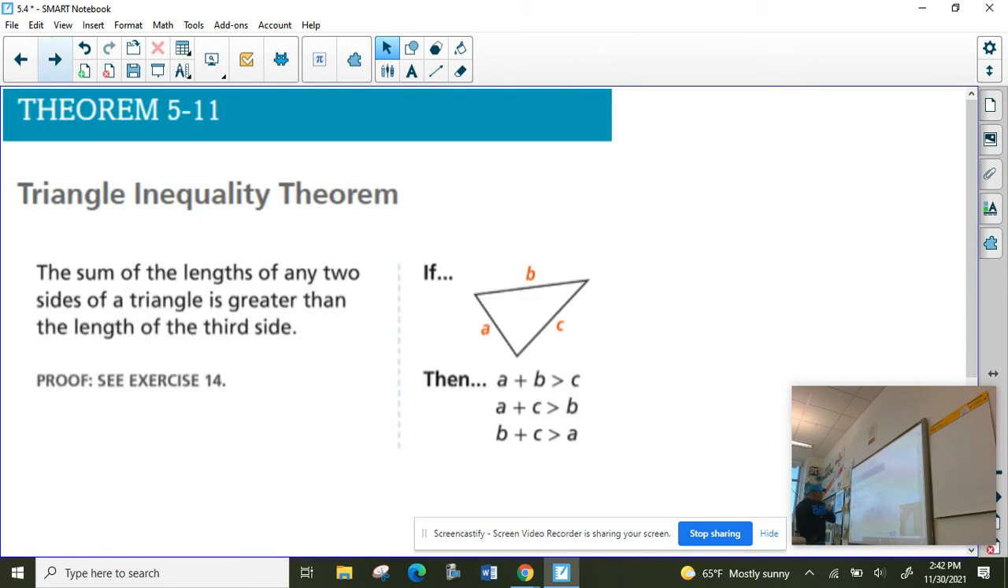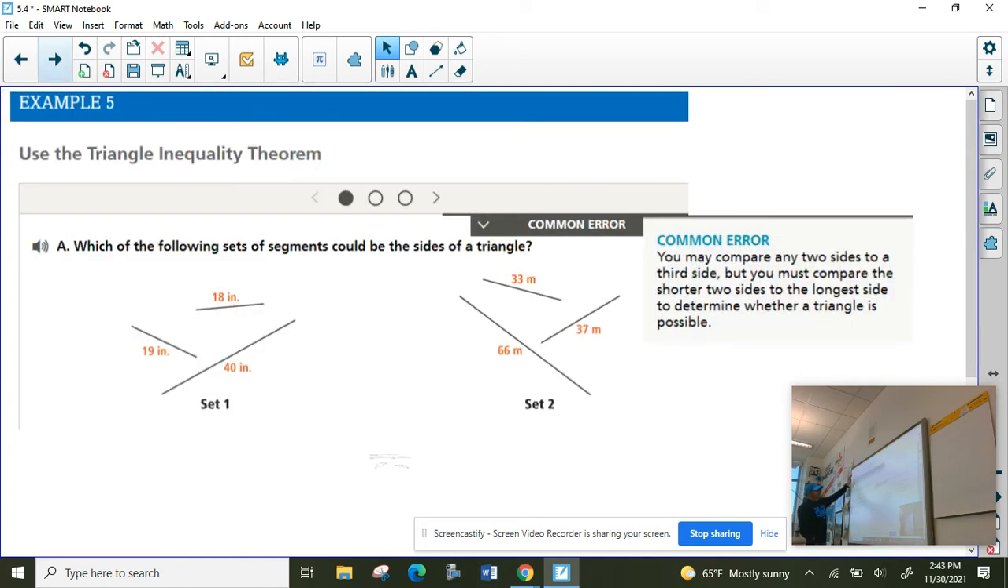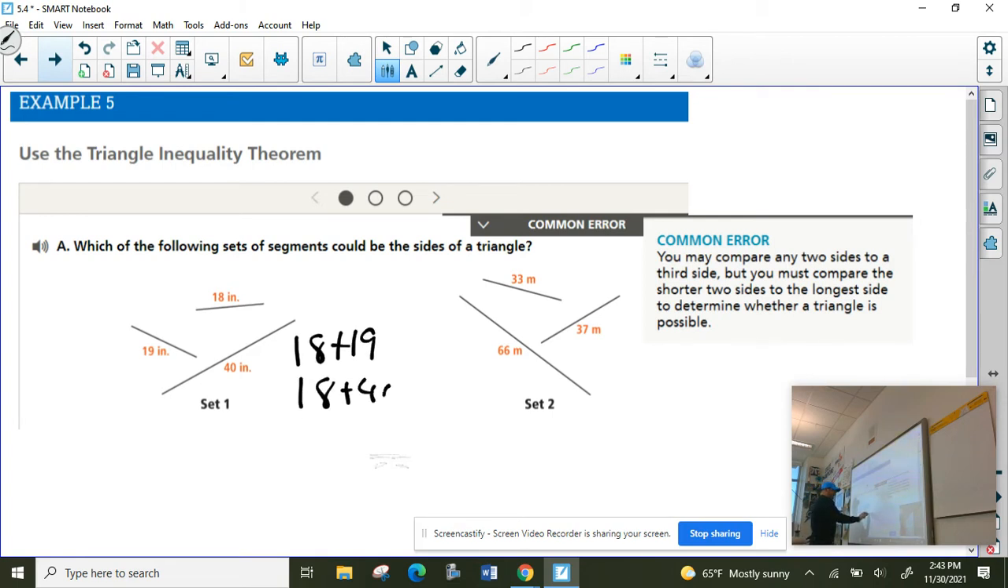So here's your triangle inequality theorem. All right, this is what we kind of did at the very beginning. In order to know if something is a triangle, you can take any two sides. If you add them, they have to be bigger than the third side. Okay, that's kind of what we did in the opener. So if you take a look at these and you go, which one would make a triangle? So you would take 18 plus 19, 18 plus 40, and 19 plus 40.